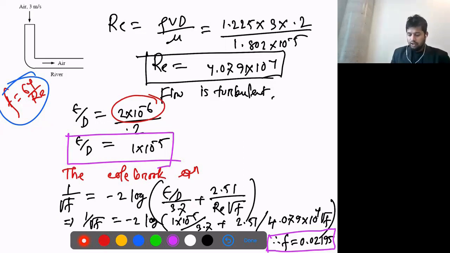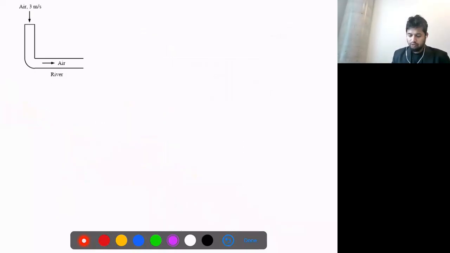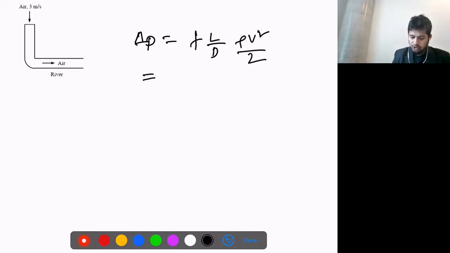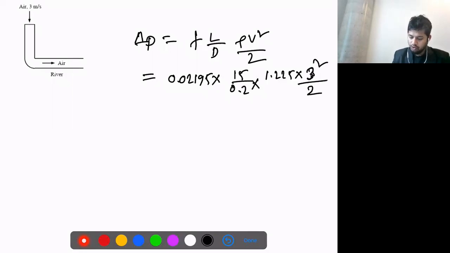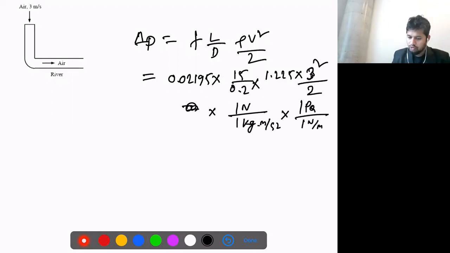Okay. All right, guys. So we got F. Now calculate delta P. The pressure drop is F times L over D times rho V squared over 2. So F is 0.02195, length 15, diameter 0.2, density is 1.225, velocity is 3 squared, over 2. We need to convert the units here to get Pascal: kg per meter per second squared, and 1 Pascal is 1 Newton per meter squared. So we'll get 9.07 Pascal.